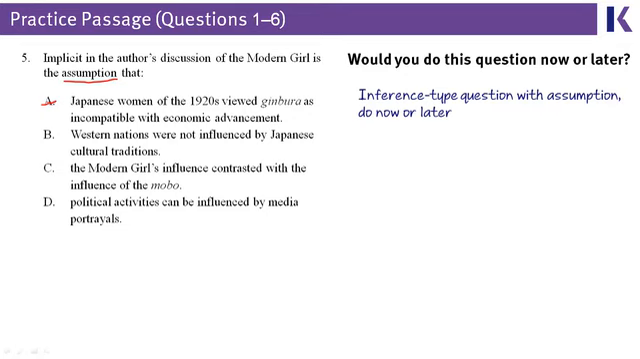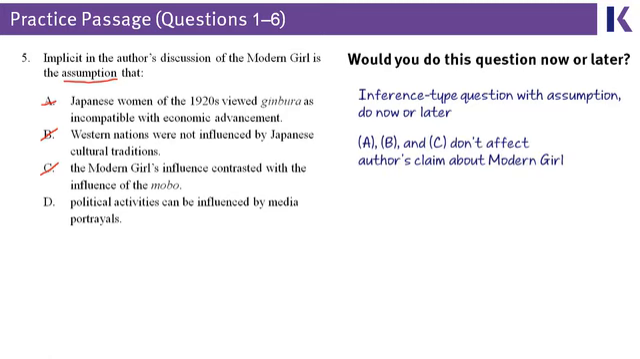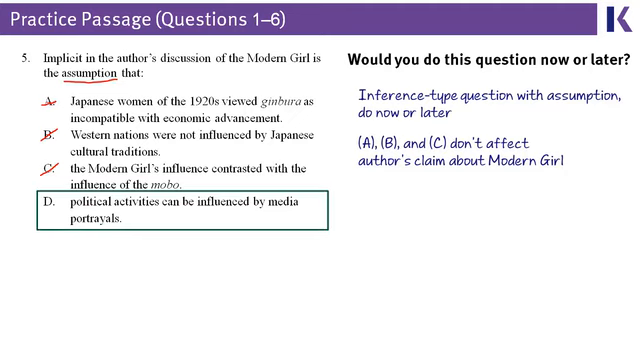B says Western nations were not influenced by Japanese cultural traditions. This actually has almost nothing to do with the passage. It was the author's claim that Japanese traditions were being influenced by Western behavior. So B is kind of a backwards answer, and therefore it doesn't have anything to do with the argument about the modern girl. Moving on to C, the modern girl's influence contrasted with the influence of the Mobo. Again, the modern girl could have had exactly the influence that she did, and the Mobo, or the modern boy, would have had a different influence. It's not pertinent to the modern girl being this symbol for change. Answer choice C doesn't work for us. We're able to take a step back and realize A, B, and C don't affect the author's main focus about the modern girl being this symbol for change, and therefore D ends up having to be our answer.